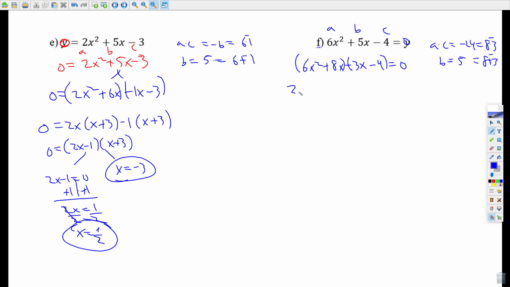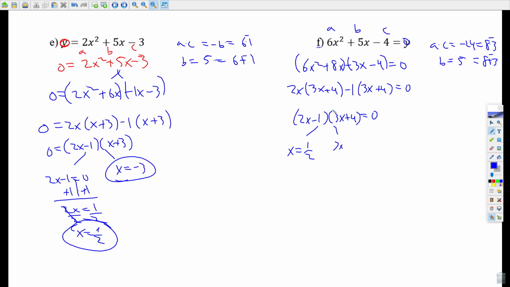This one you can take out a 2x. Leave you with 3x plus 4. This one you can take out a negative 1 again. 3x plus 4. All right, so we have a 2x minus 1, 3x plus 4. And again, you'd probably have to solve both of these to see if you can figure it out. This one's going to be, you'd have to add 1 to both sides and divide. So this is a 1/2. It's the same thing we had over on this side.